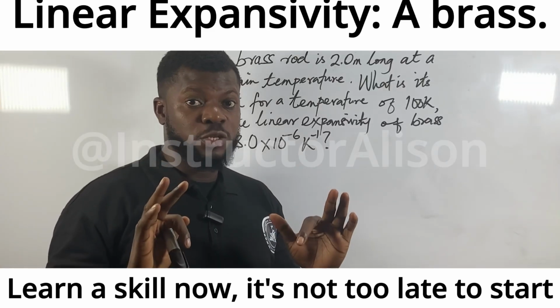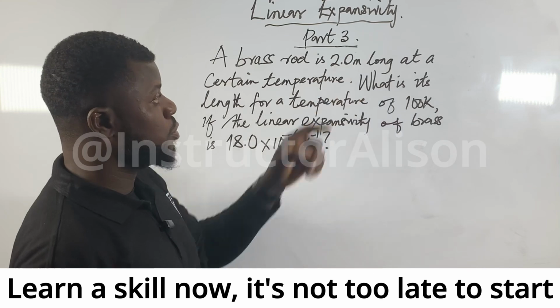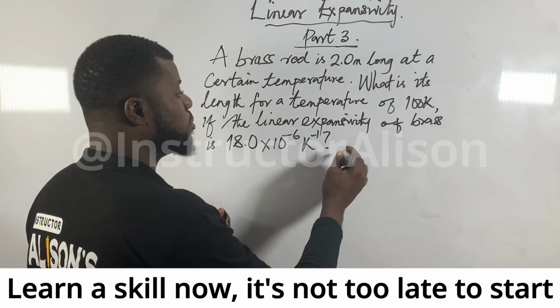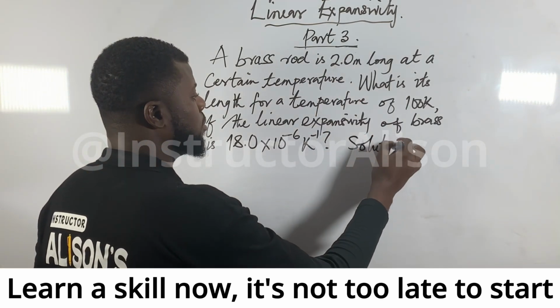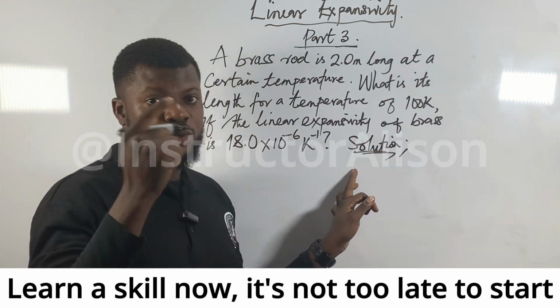So my fans, let us make this equation very simple. A brass rod is 2.0 meters long. That is what they give us. Let us start the solution, no time. Watch the pattern as I solve, and watch till the end because you will enjoy it.